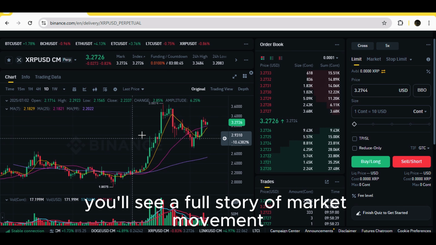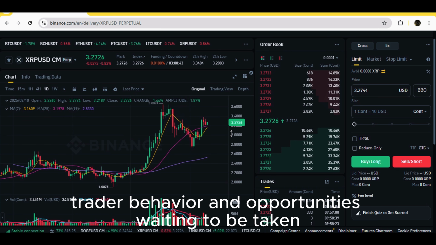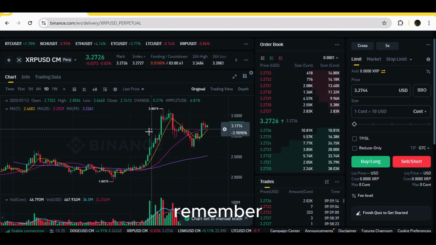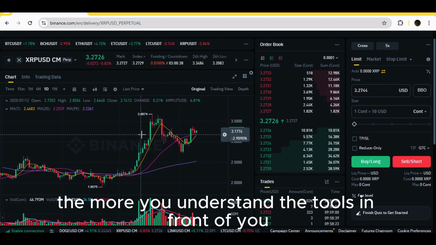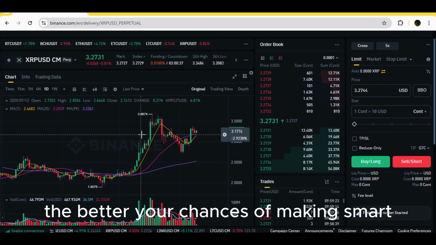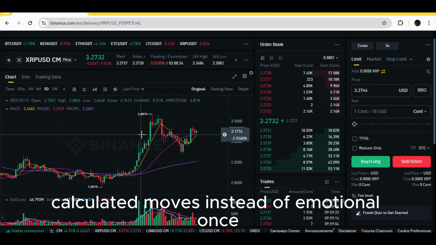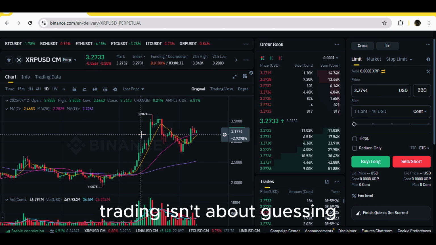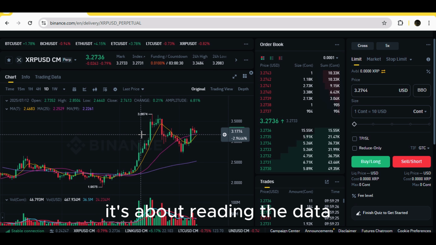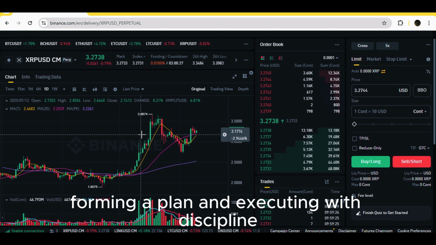You'll see a full story of market movement, trader behavior, and opportunities waiting to be taken. Remember, the more you understand the tools in front of you, the better your chances of making smart, calculated moves instead of emotional ones. Trading isn't about guessing. It's about reading the data, forming a plan, and executing with discipline.